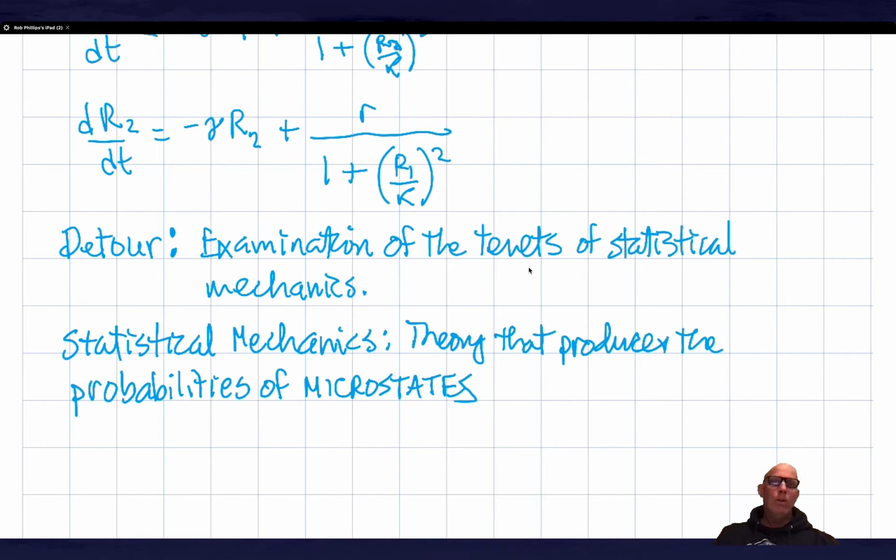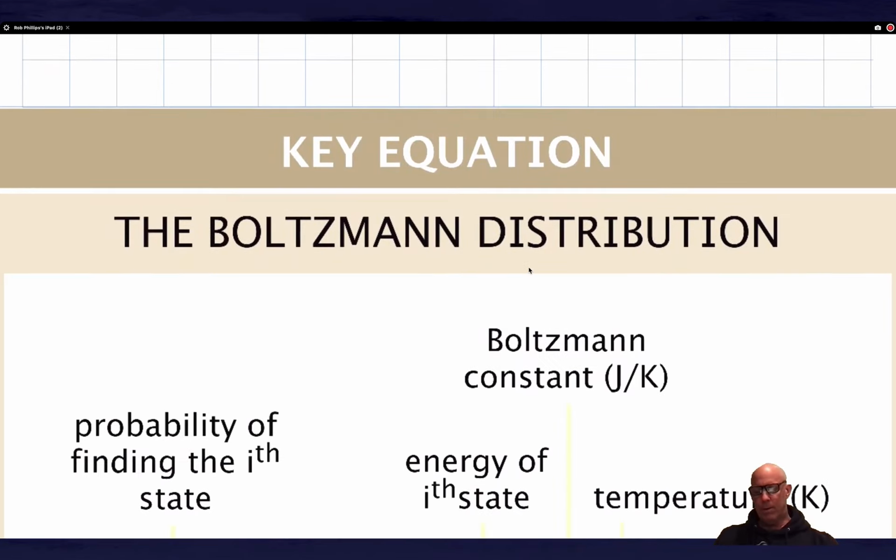So what we do instead is we abandon the idea of certain knowledge of the position and velocity of every molecule, and instead we say to ourselves, let's think about the probability that a molecule will be here, the probability the molecule will be there, the probability of it going this fast or that fast. So that's what I mean when I talk about the theory that produces the probabilities of microstates.